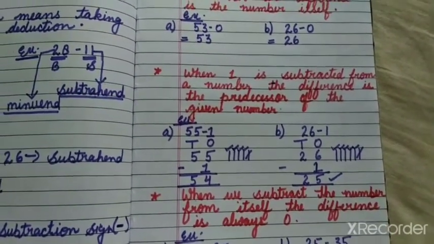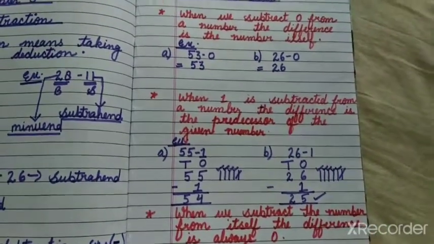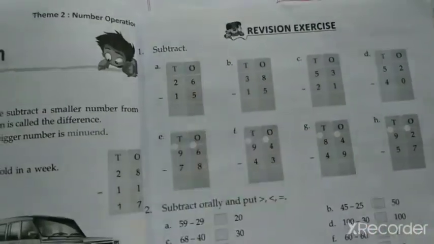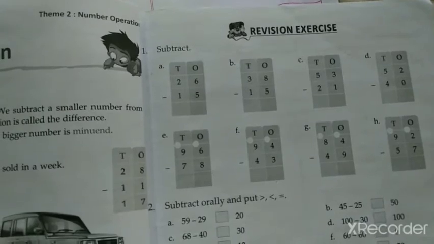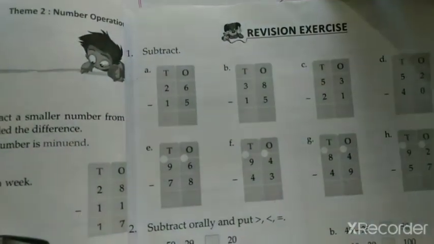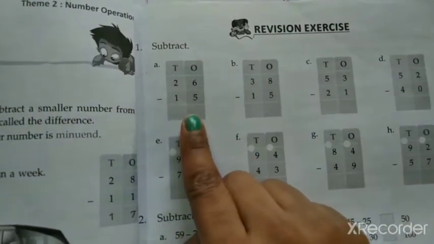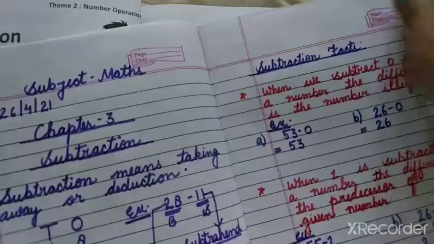Now children, we do revision exercise. It is given in your book, page number 51. This is your exercise. Okay. Question number 1. Subtract 26 minus 15. I'll explain you.